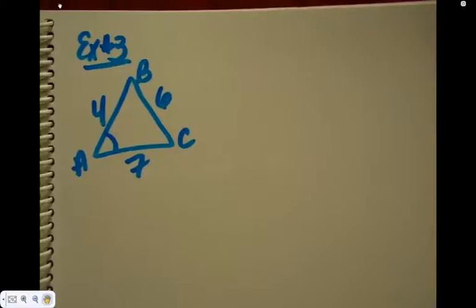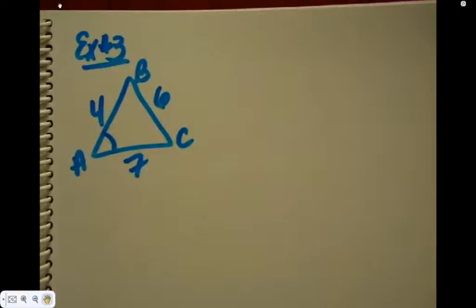Too dark? I didn't like the light because it was shining on it.